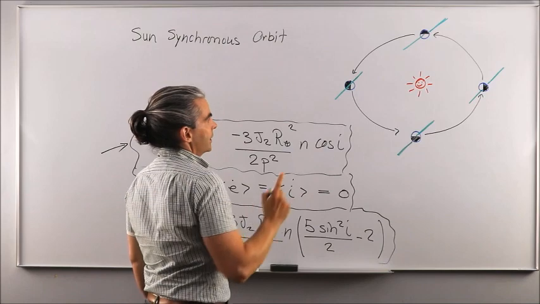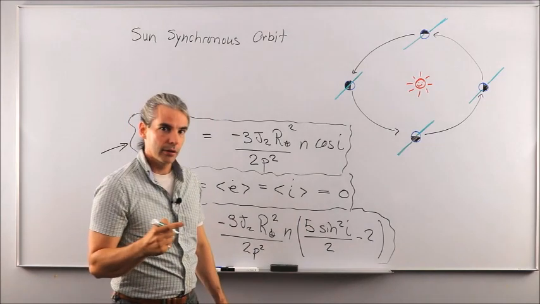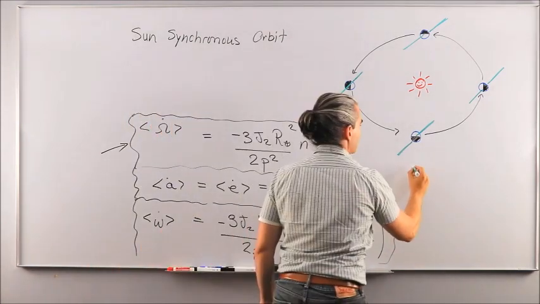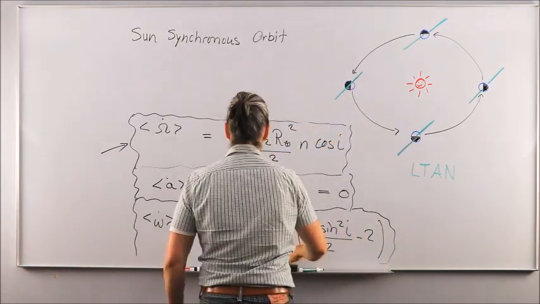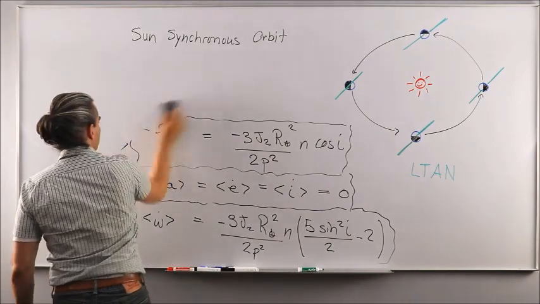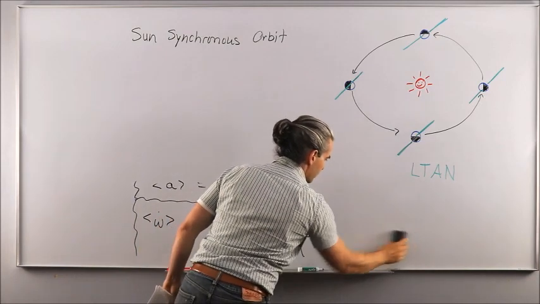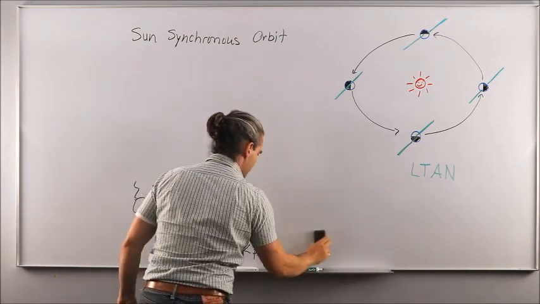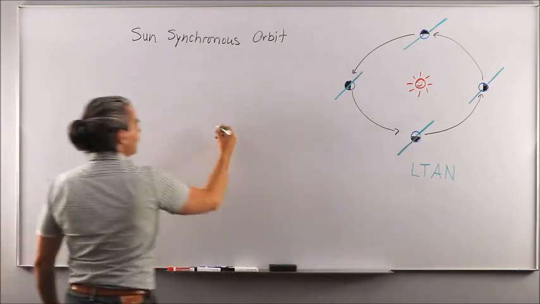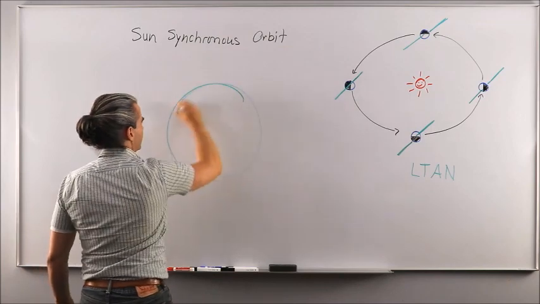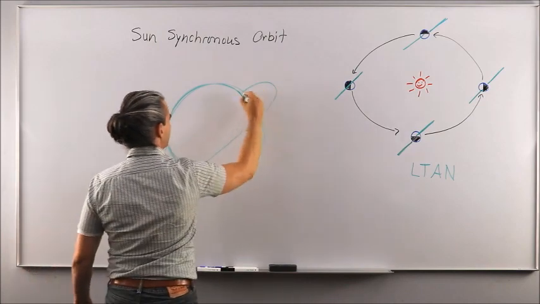Which means that the time at which the spacecraft would cross the equator, the local time, which is known as local time of ascending node. So let me go back here and draw a quick orbit in 3D to complement this top-down view. You have the Earth, you have an orbit.